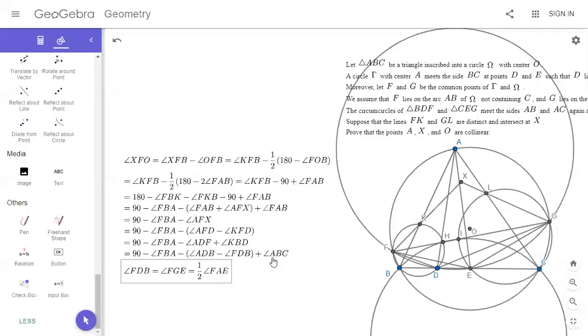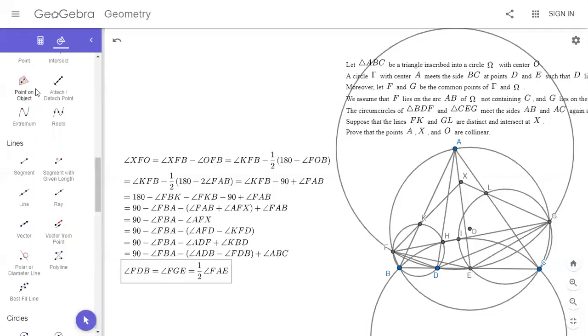Yeah, this is a little tricky actually. So I was thinking, can we show FD? I wonder if it's true that FD and AB makes the same angle as AC and GE. Let me check if that's true.